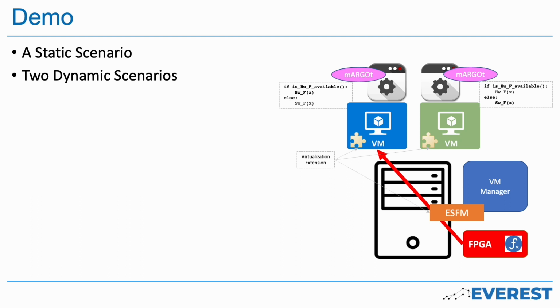The demo will be divided into three parts. The first one is a static one, where we'll show only how, thanks to the EVEREST runtime, the application becomes agnostic to the presence or not of the hardware function, and two dynamic ones, where the hardware function is dynamically detached or attached from one virtual machine to another one.